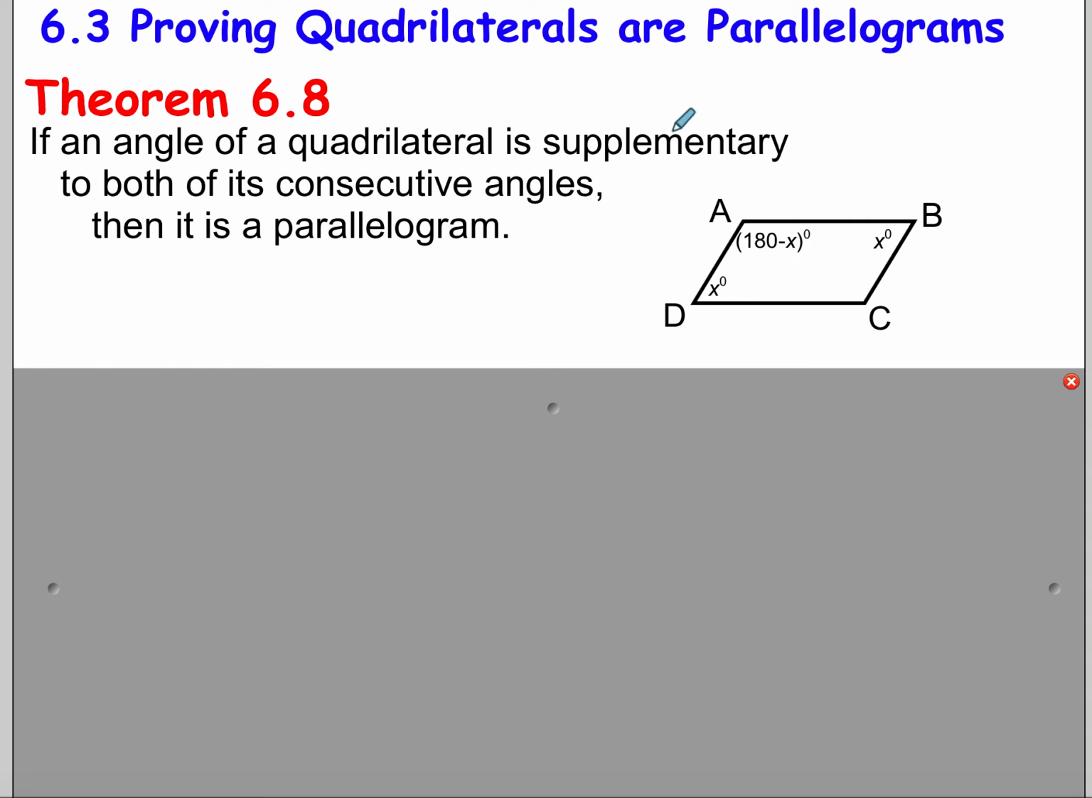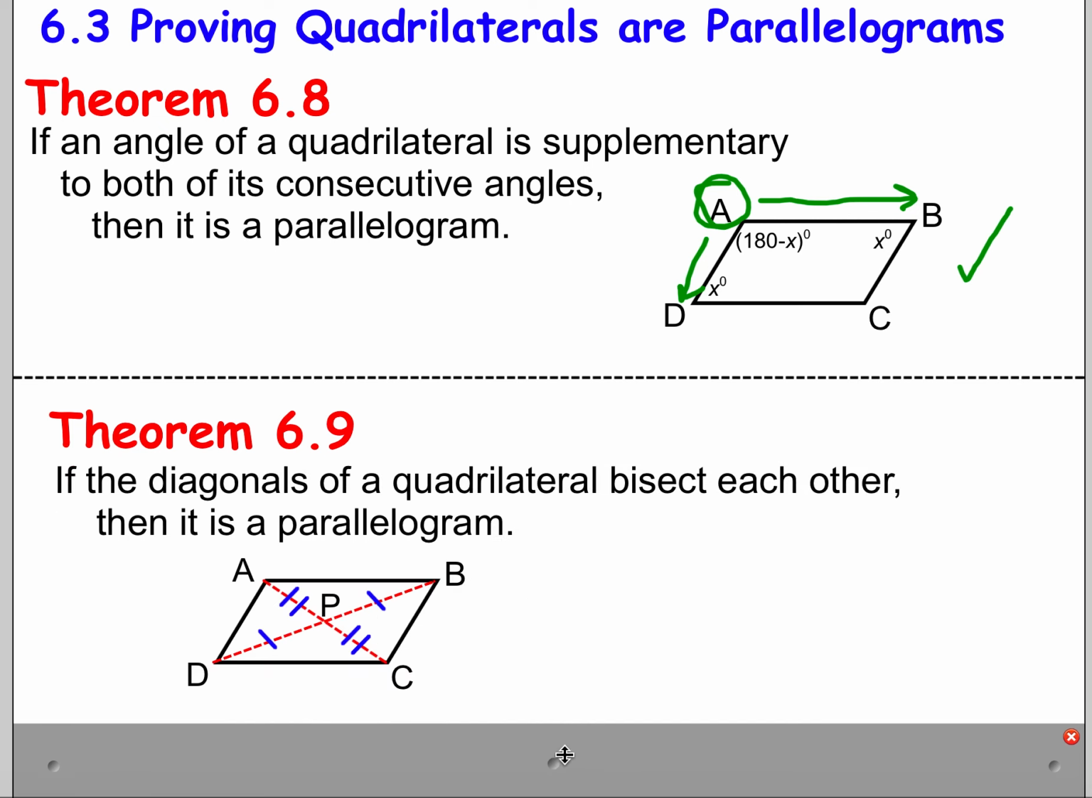So if we look at a quadrilateral and angle A is supplementary to both angle B and angle D, that's exactly what this is saying. It's saying if we have an angle in a quadrilateral and that angle is supplementary to both of its consecutive angles, then we can say for certain that it is a parallelogram. Okay, so that's the exact same rule that we just learned, but we're just learning it in reverse. Let's keep going. This is not hard.